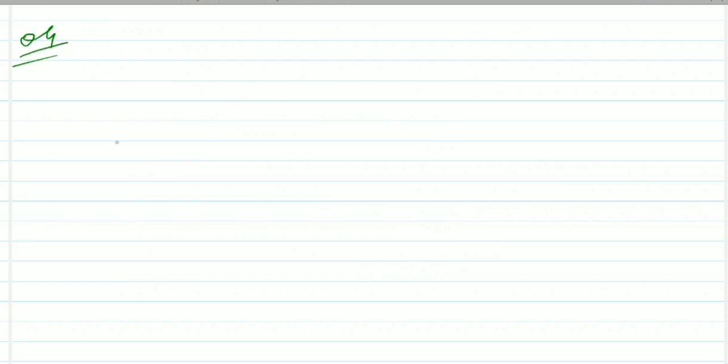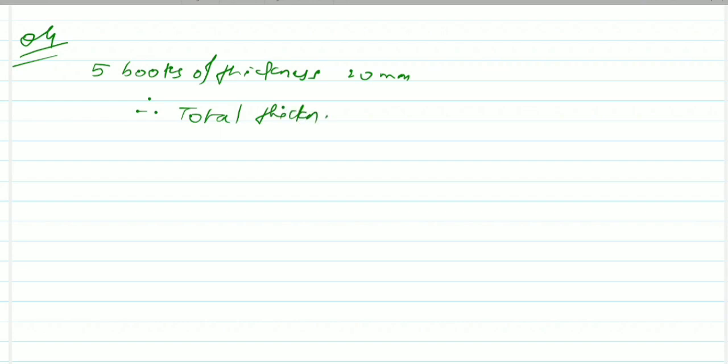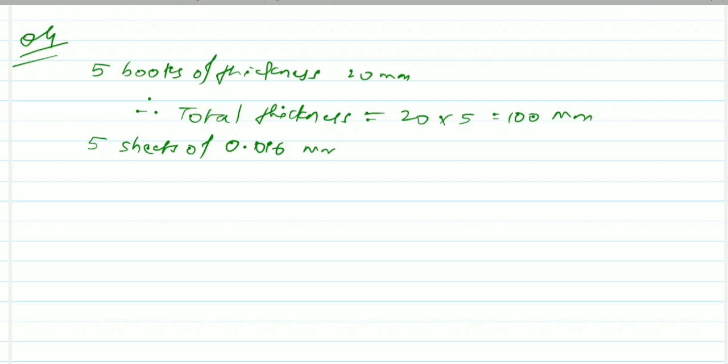Question 4. In a stack, there are 5 books, each of thickness 20 mm. Okay, 5 books of thickness 20 mm. So, what will be the total thickness then of the 5 books? Therefore, total thickness of 5 books will be 20 multiplied by 5, that is 100 mm. Okay, and then 5 paper sheets, each of thickness 0.016 mm.